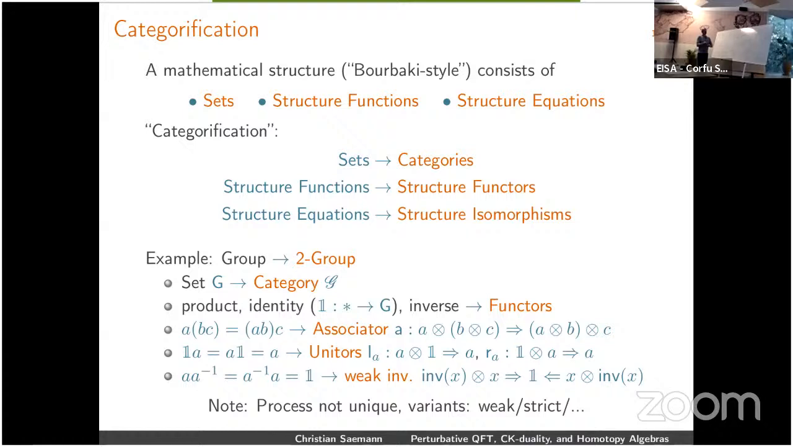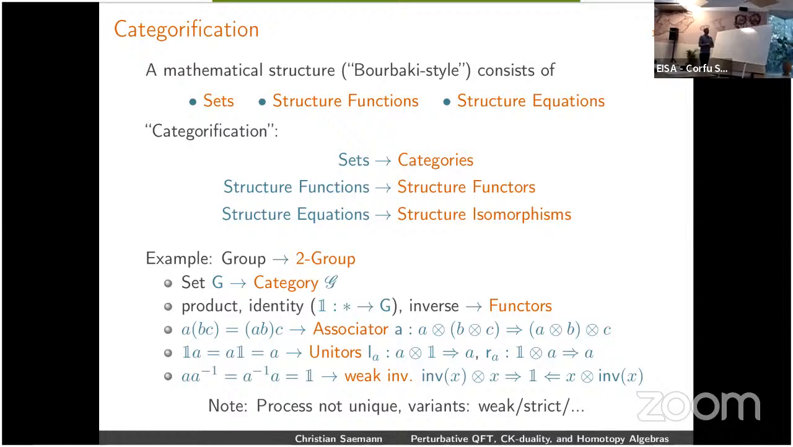And then the structure equations as well: the product is associative. So we get a corresponding structure isomorphism, which is called the associator. There are the unit relations, and we get isomorphisms called unitors. And there's a relation for the inverse, and then we get these weak inverse relations, essentially.